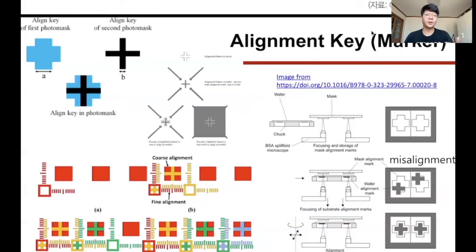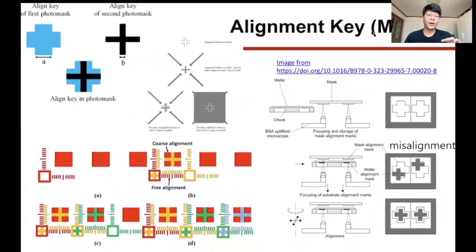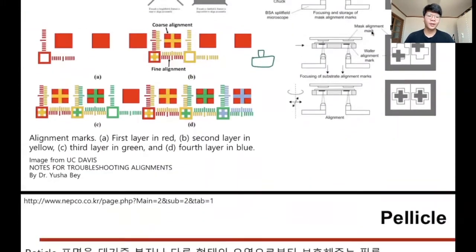So we use an alignment key to align each process with the others, because if there is a misalignment, then in transistors the gate will not be deposited or developed straight. So it can result in a short or bad swing, or we have to remove it; we cannot use the specific die if it is not aligned.